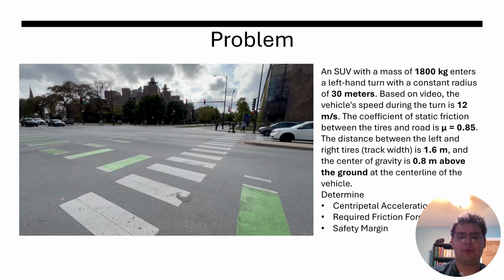An SUV with a mass of 180 kilograms enters a left-hand turn with a constant radius of 30 meters. Based on the video, the vehicle speed during the turn is 12 meters per second. And the coefficient of static friction between the tires and the road is mu equal to 0.85. The distance between the left and the right tires, the track width, is 1.6 meters, and the center of gravity is 0.8 meters above the ground, on the center line of the vehicle.